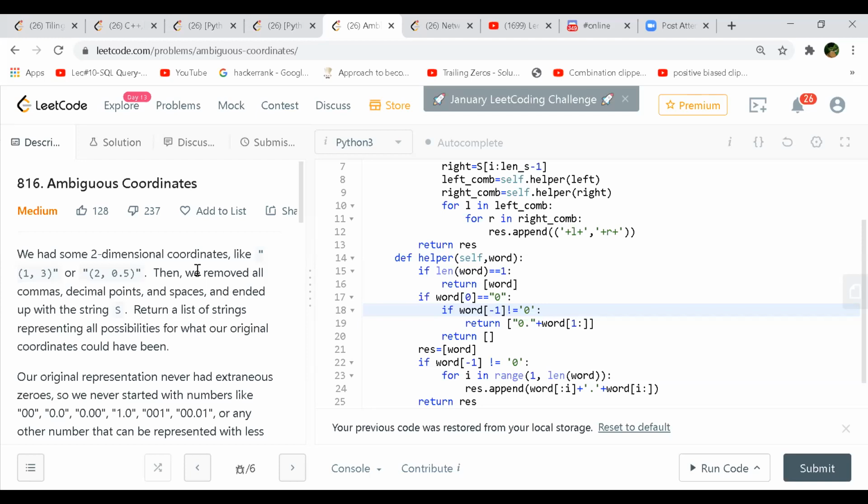Even in the discussion, there are many different types of solutions they have used. But I combined two or three, and this was much better. Yeah, that's good.